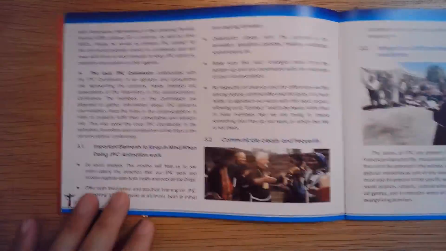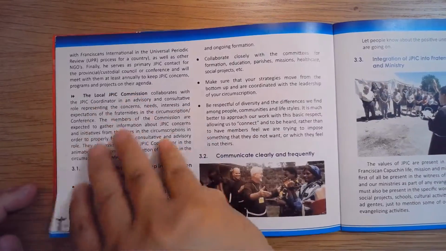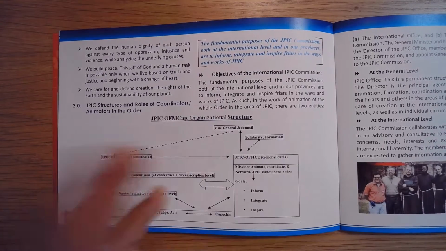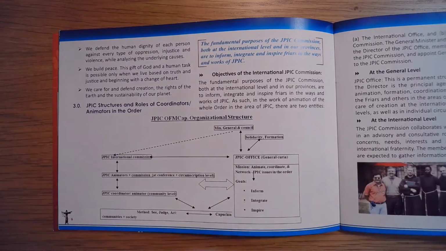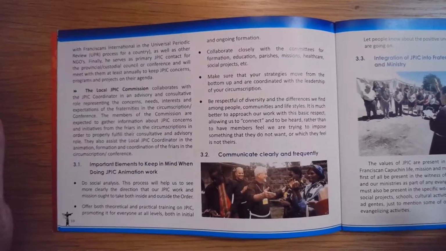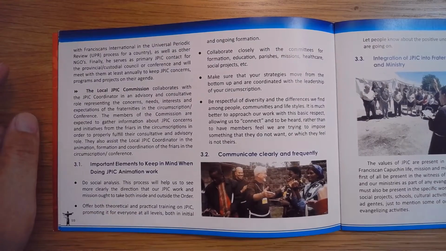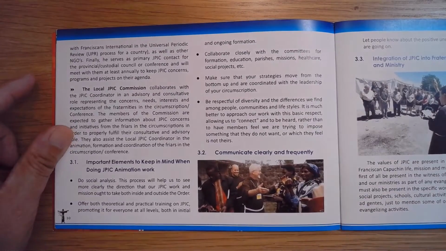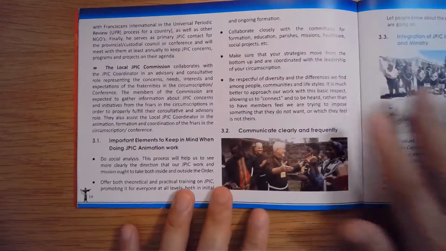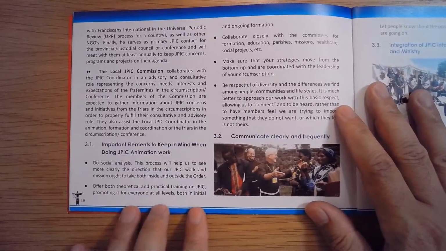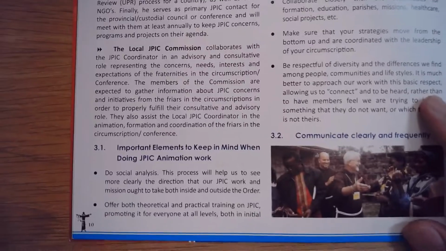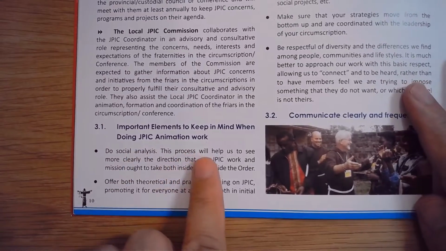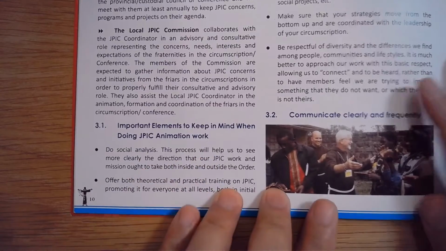In our last video, video 10, we discussed our JPIC structures and the roles of the coordinators and animators. Today, we will be discussing pages 10 and 11, which are sections 3.1, 3.2, and 3.3. First we discuss 3.1. Here in 3.1, it says: important elements to keep in mind when doing JPIC animation work.